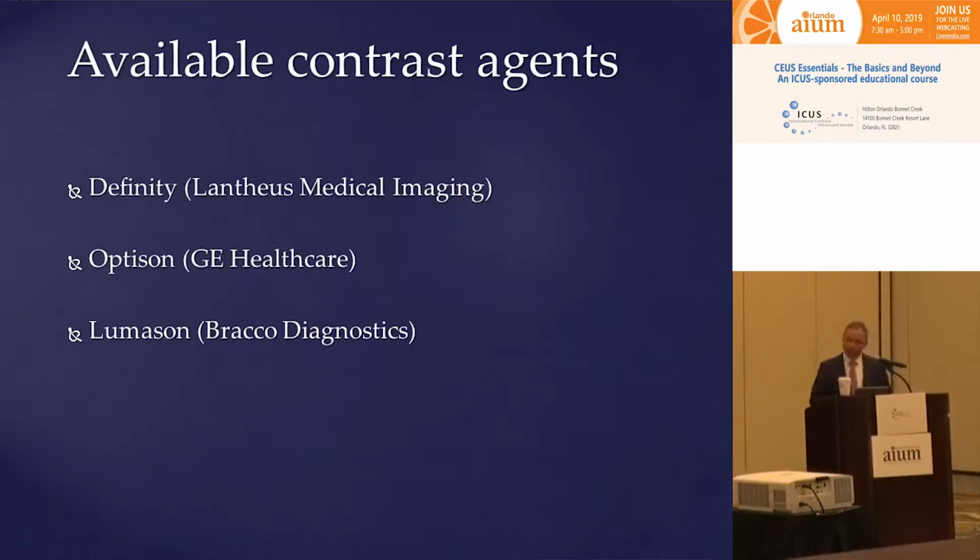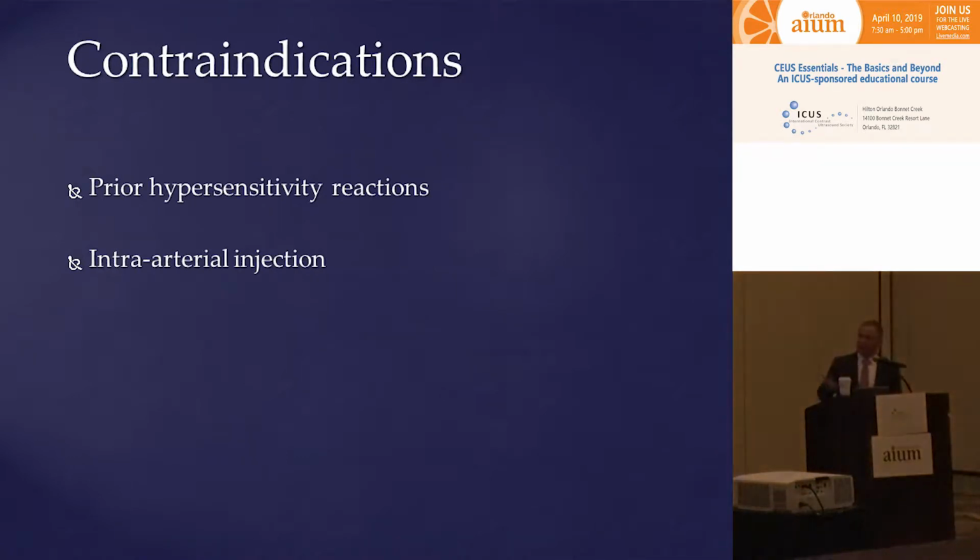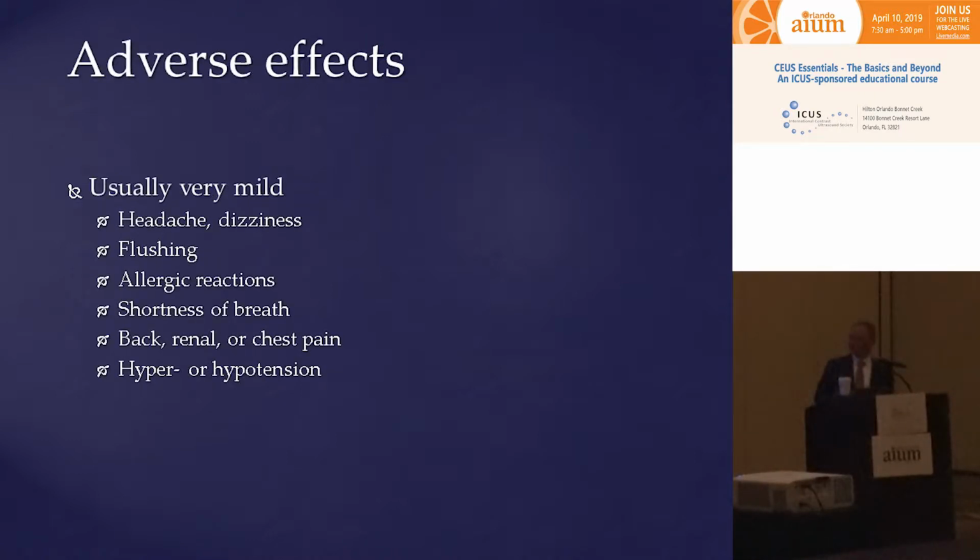There are 3 contrast agents available in the market in the United States: Definity, Optison, and Lumason, and we'll go through all of them. I'll show you how to prepare and administer those contrast agents. Contraindications of all those 3 contrast agents are hypersensitivity reactions and intraarterial injections. We previously had some other contraindications like pulmonary hypertension. It was removed by the FDA from the labels, and right now all those agents are only contraindicated in patients with prior hypersensitivity, and again, we're not recommending using them for intraarterial injections.